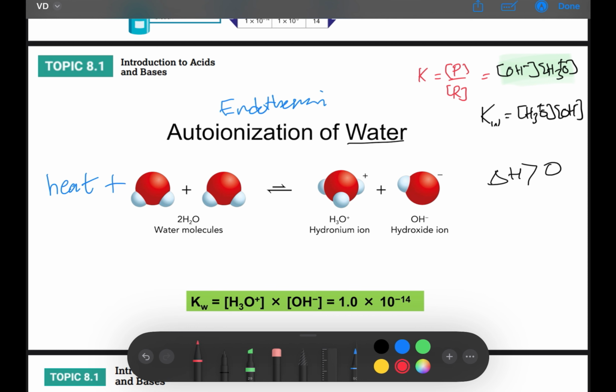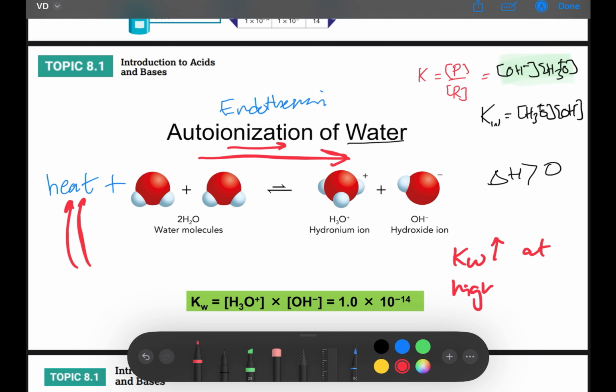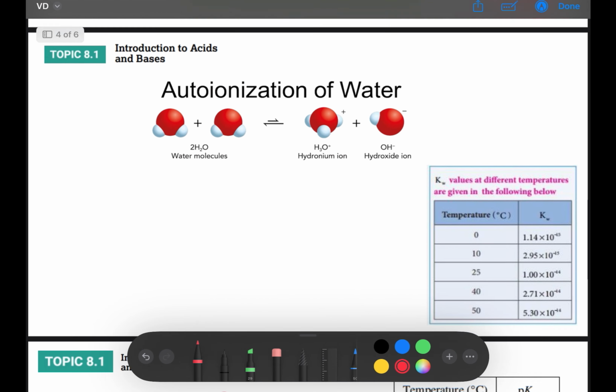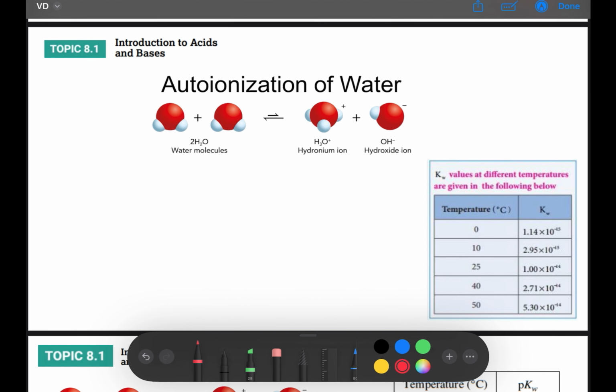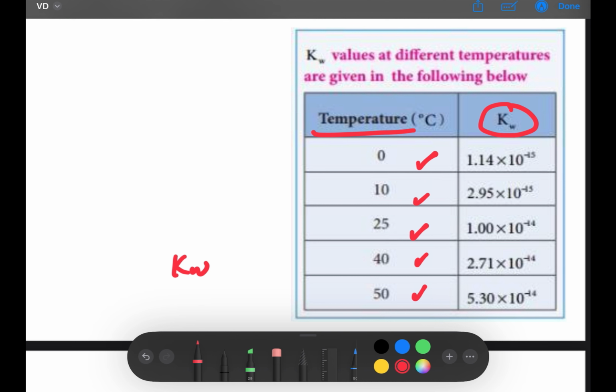Now from unit 7 again, we're going to go back at that point. If I want to increase the temperature of my system, the reaction will shift to form more products. And forming more products means that the Kw will increase at higher temperatures. Let's have a look at this beautiful table here. We can notice that this is Kw, and it differs at different temperatures. So it's increasing. The Kw increases as the temperature increases because the forward reaction is endothermic.